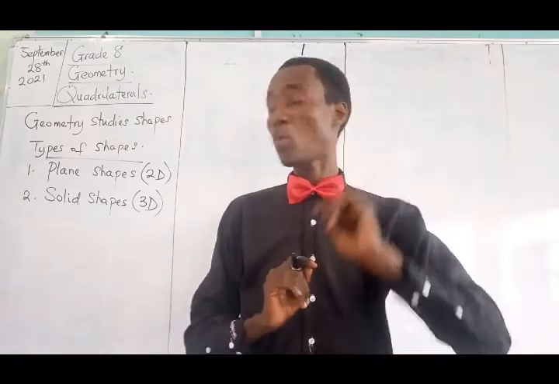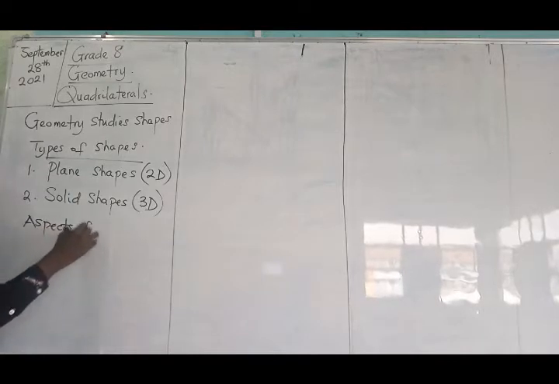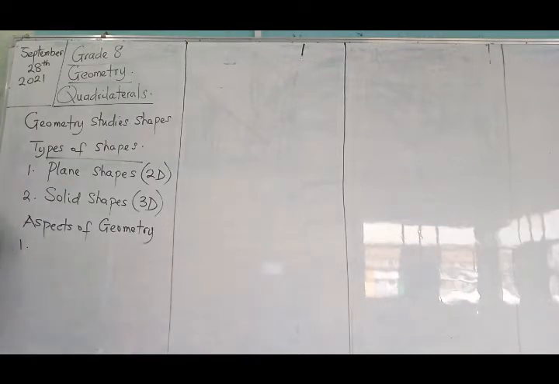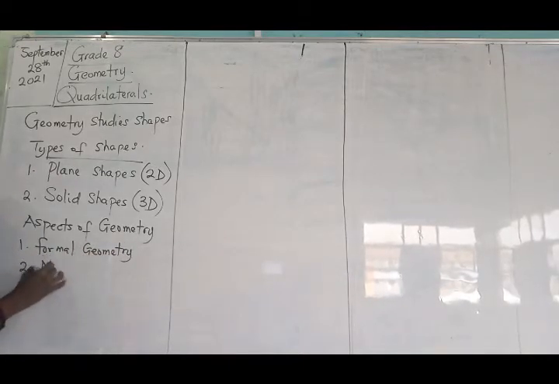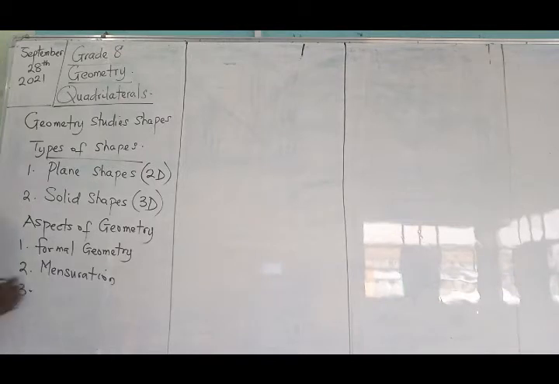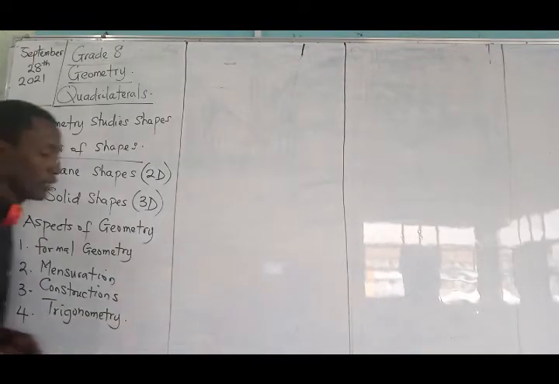The last dimension I want you to see borders around the aspects of geometry. What are the aspects of geometry? Number 1, we have what is called, in no particular order, formal geometry. We have what is called mensuration. We have what is called construction. And I have another group I have added here because of the way we are working. I call it trigonometry. Trigonometry.